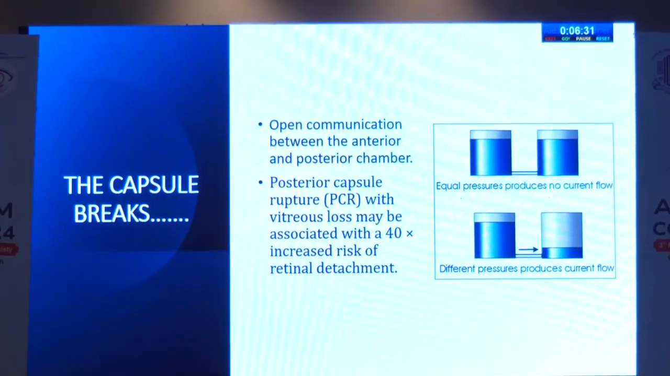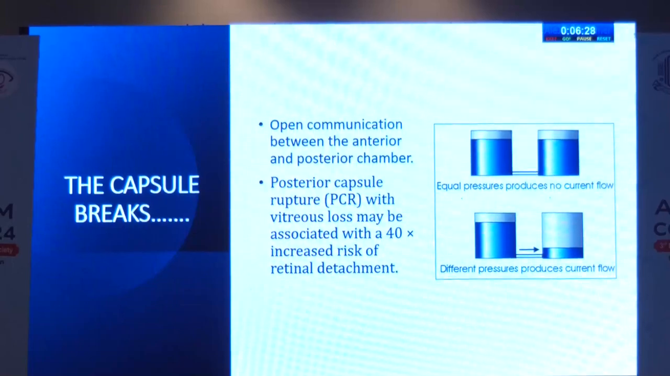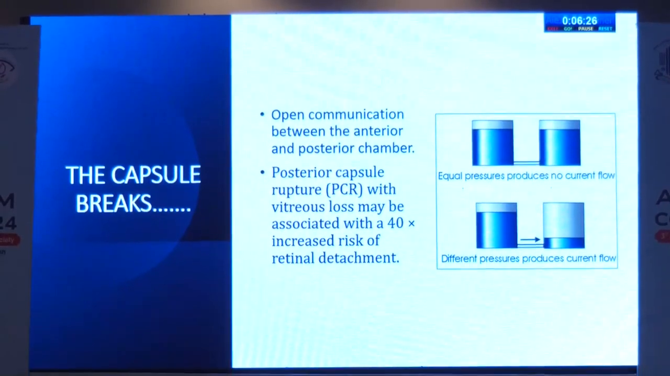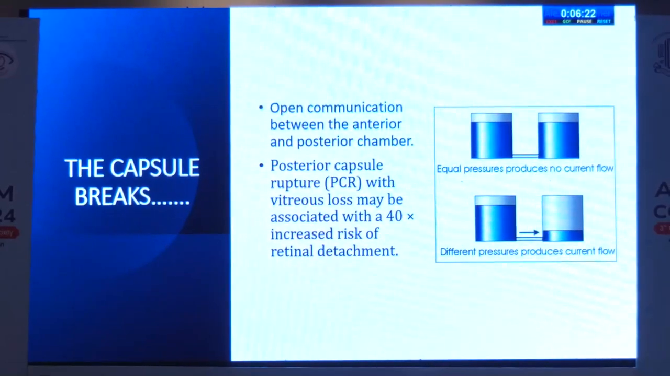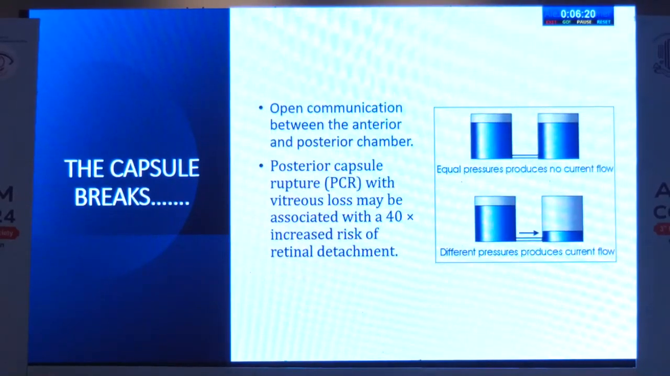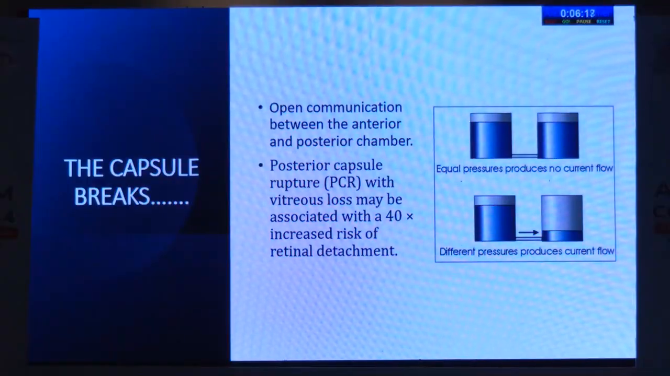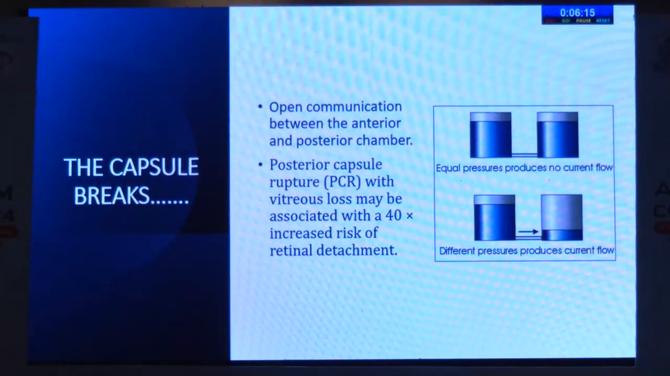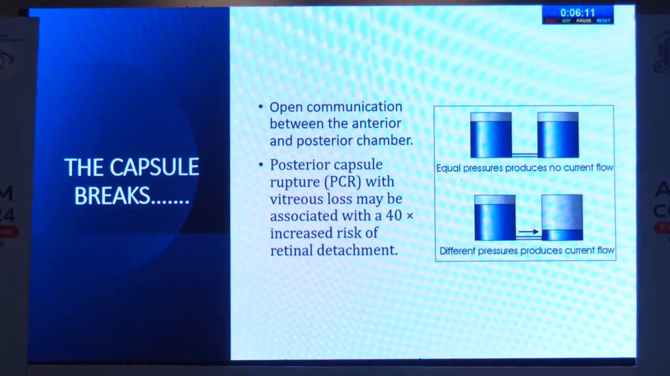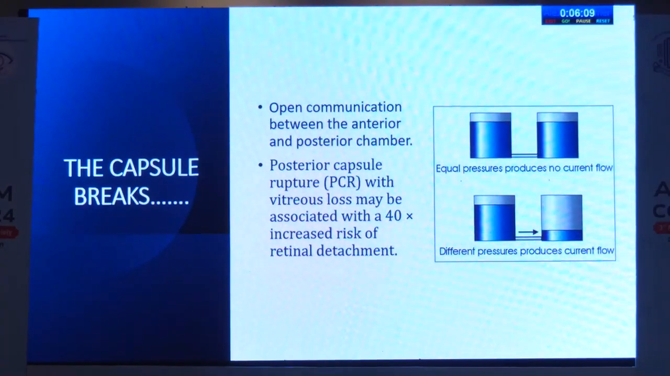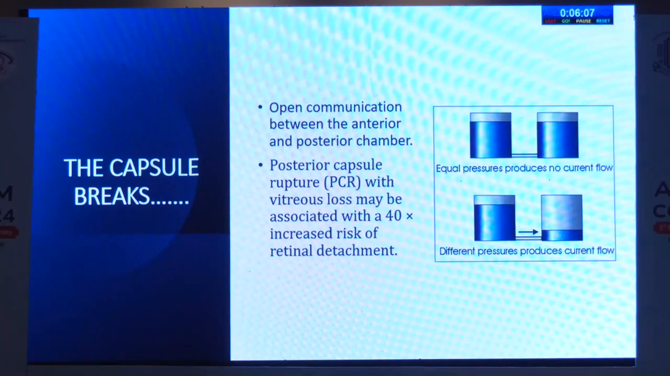As we all know, you have two chambers and you have a membrane in between. So following the law of fluidics, there will always be flow from the higher pressure zone to a lower pressure zone. And when we are doing phacoemulsification, we have a negative suction pressure. So once the membrane is broken, the fluid will flow. That means the vitreous will flow from your posterior chamber to the anterior chamber. Then the next law is that it will follow the path of least resistance. And where is our path of least resistance? That is our wound. So ultimately, you'll have a vitreous loss.